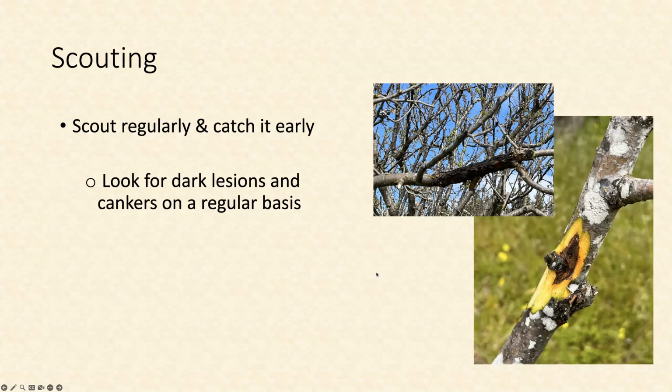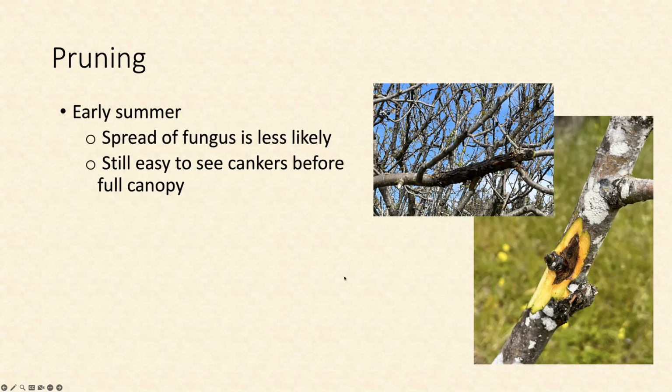Okay, so IPM for Apple Branch Canker. First and foremost is scouting. With any pest or pathogen, you want to scout regularly and try to catch it as early as possible. You can go around and look for dark lesions and cankers on a regular basis. Of course, this is easier when there are no leaves, so now is a great time of year to do it.